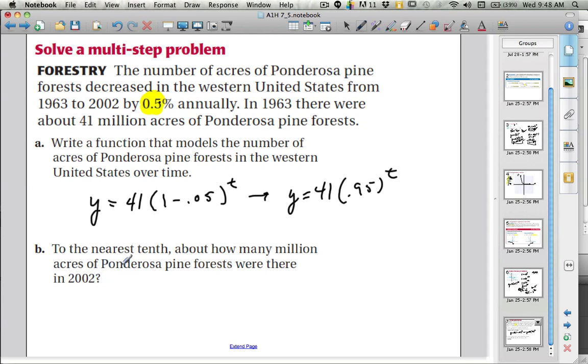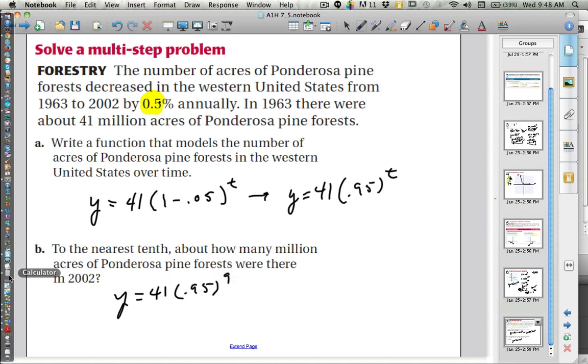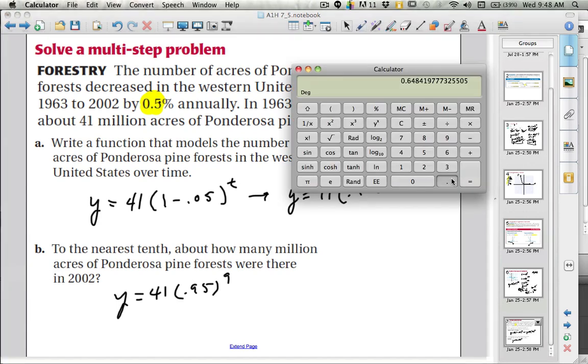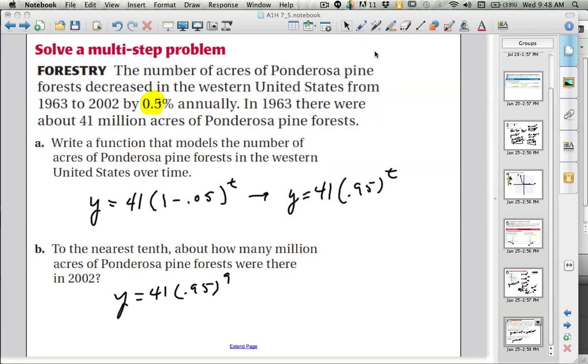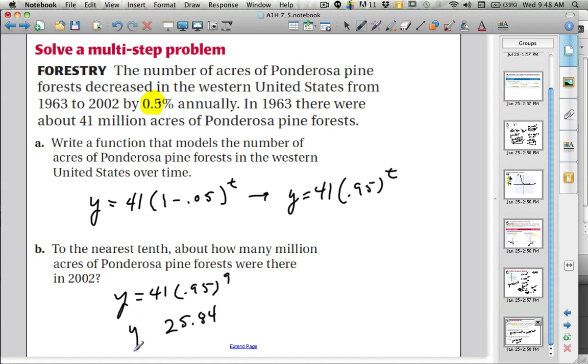So how do things look in 2002? Well, that's 9 years later. So y would be equal to 41 times 0.95 to the 9th power. If I go ahead and pull out my calculator, I'll do 0.95 to the 9th power, and that's what it equals, times 41 equals, so 25.84. So 25.84 million acres. So you can see it's almost half. Okay? So that's working with exponential decay models.